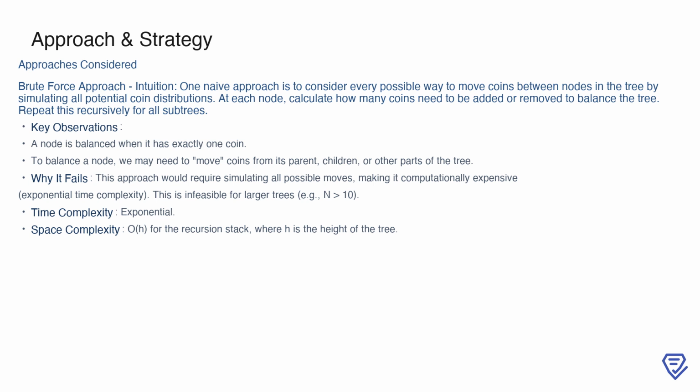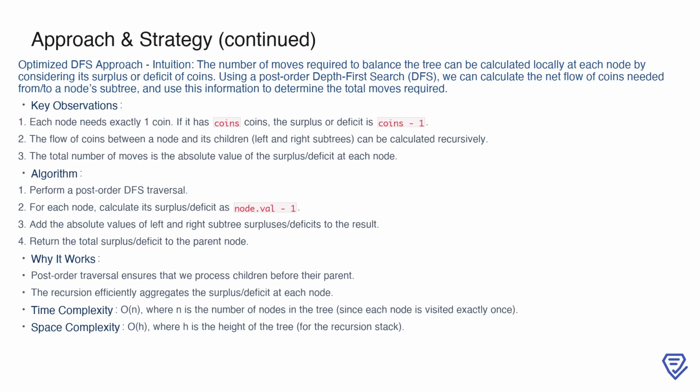The reason is that simulating all possible moves leads to an exponential time complexity, especially as the size of the tree grows. For example, if the tree has more than 10 nodes, this method becomes computationally expensive and infeasible. So, while the brute force method gives us some intuition about the problem, its inefficiency makes it unsuitable for larger trees. Now, let's shift our focus to the optimized depth-first search, or DFS, approach, which is much more efficient.